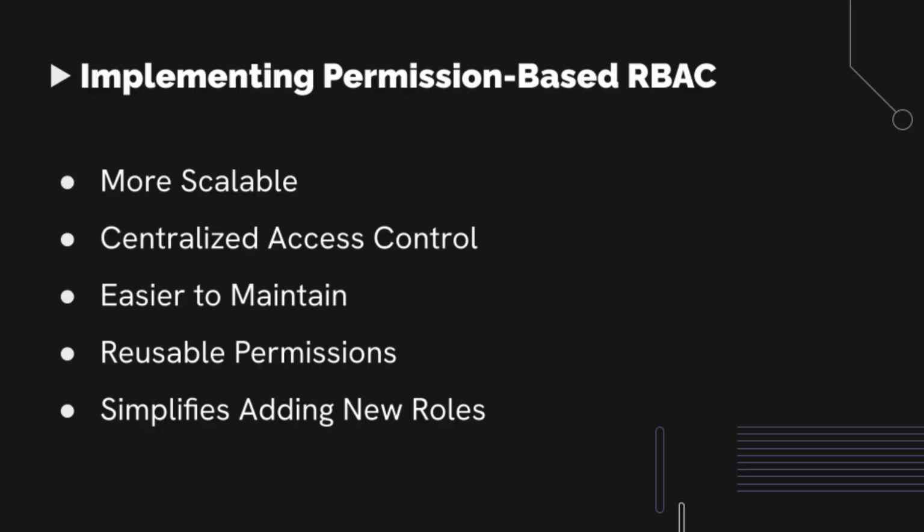Another major benefit is centralized access control. Permissions are defined once and then reused throughout the application, making the system easier to understand and maintain. Since we are checking the permission in the API endpoint instead of for specific roles, adding new roles in the system becomes much simpler. We can often support new business requirements by updating permission assignments instead of modifying application code.